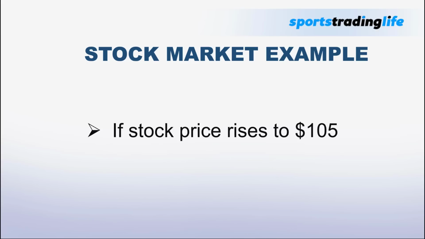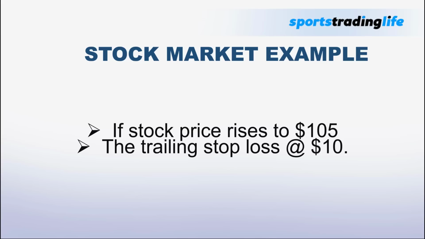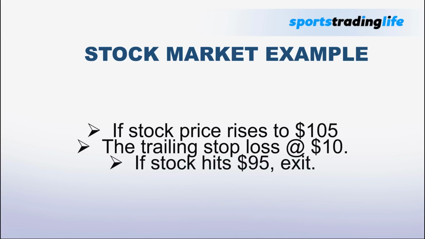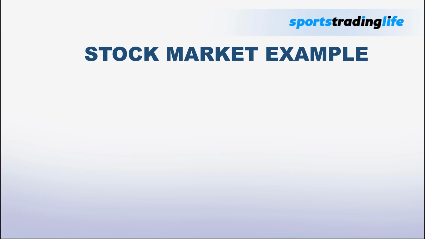Say the stock price rose to $105, and remember our trailing stop loss is minus $10. That means that we now only exit the market if the price hits $95, which means that once that price hits $105, the worst case scenario for us is we're going to make a $5 loss, which gets more interesting because obviously, like I said, once the price starts to move in your favor, then you can really start to make some good profits.